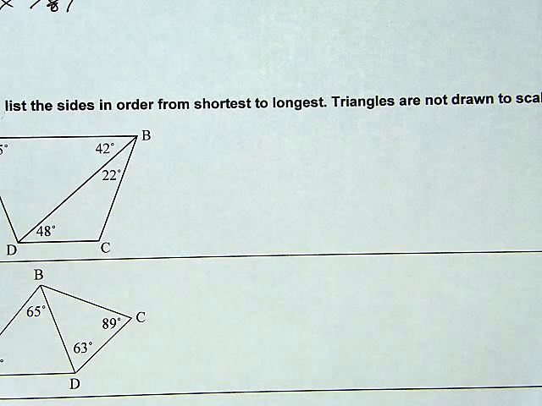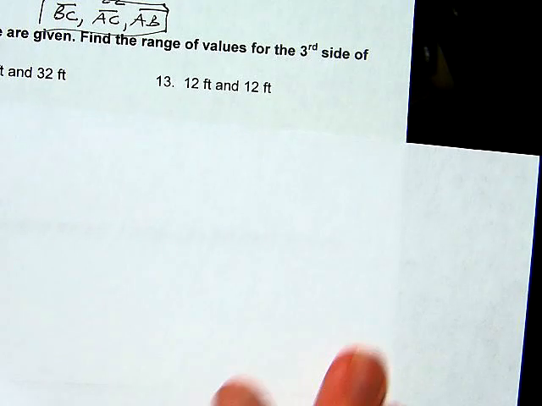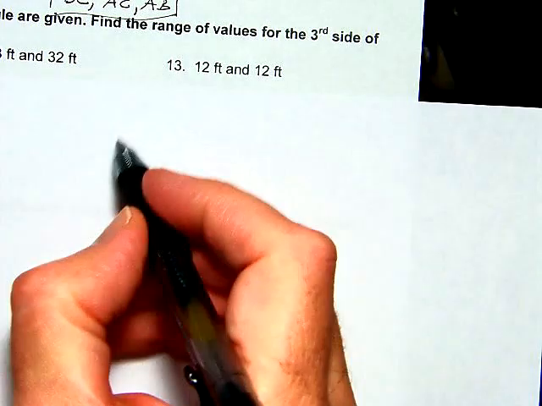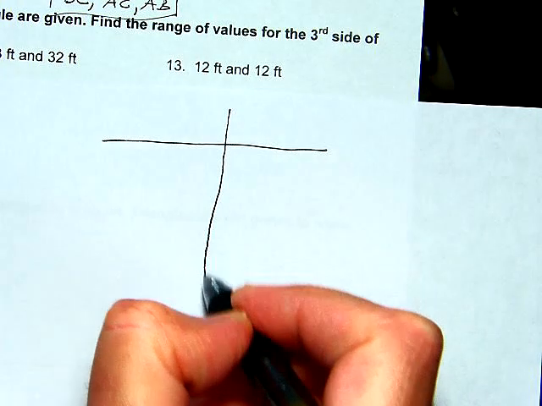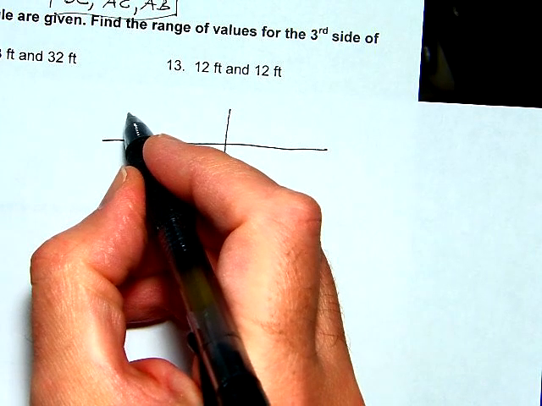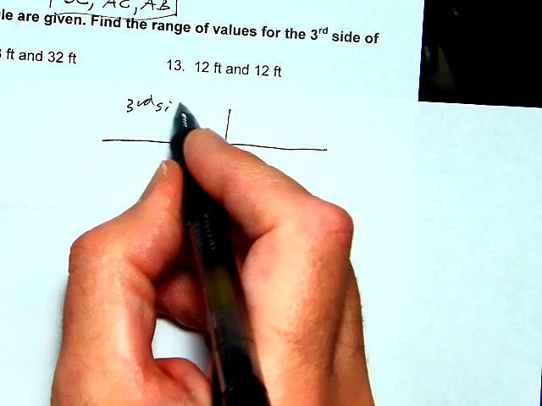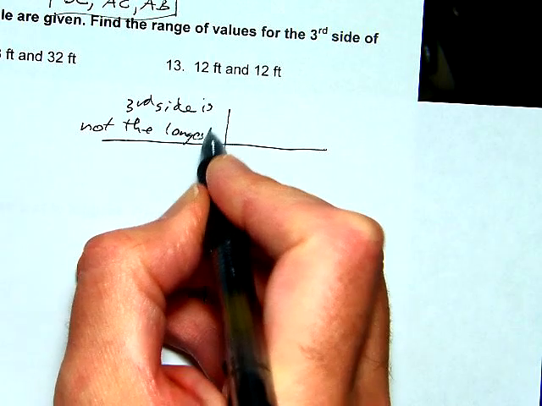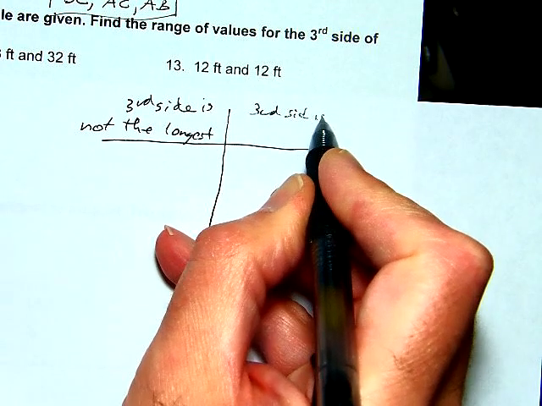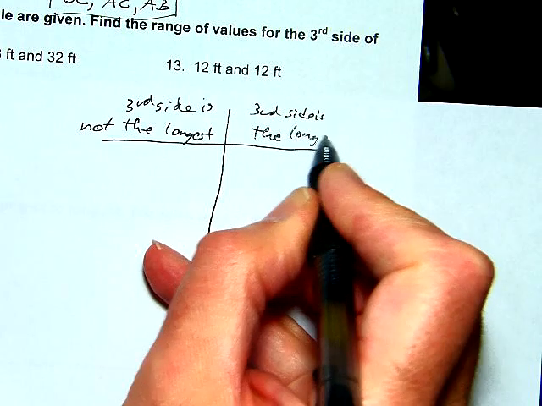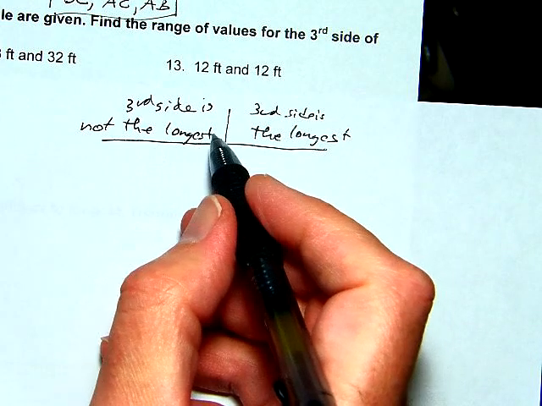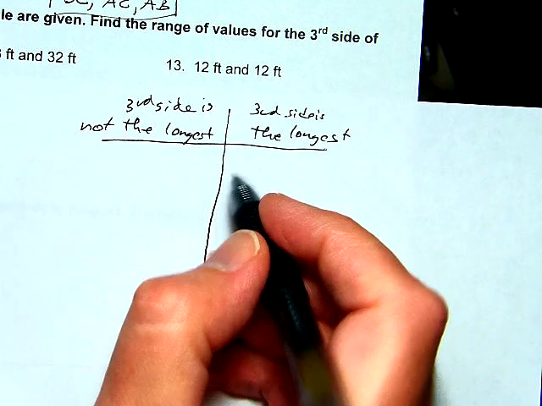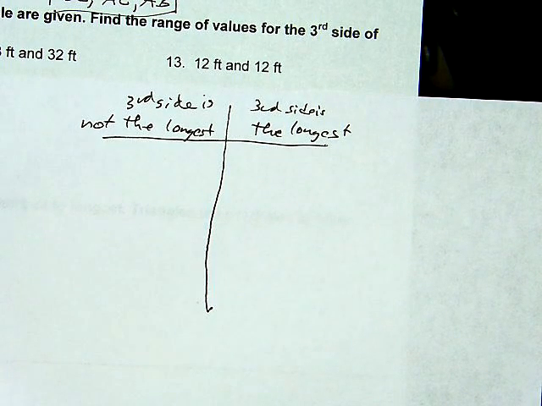And our last problem here tells us that we have lengths 12 feet and 12 feet. Well, okay, that doesn't really change anything. Let's go ahead and look at our two possibilities. So the third side is either not the longest, or the third side is the longest side. Okay, now if the third side is not the longest, then that means that 12, doesn't matter which one we pick, but 12 is going to be the largest side, or tied for the largest side.